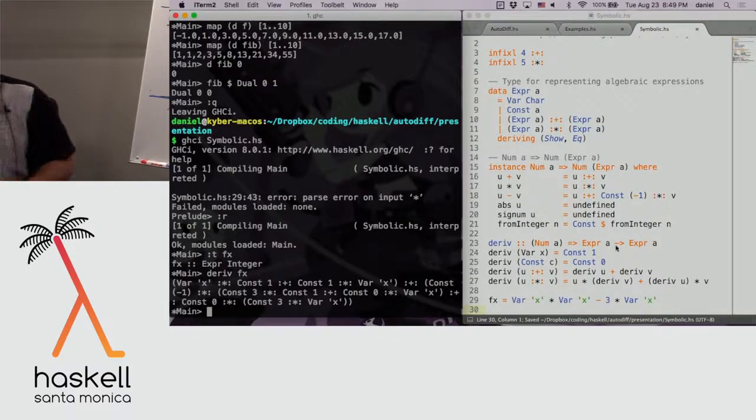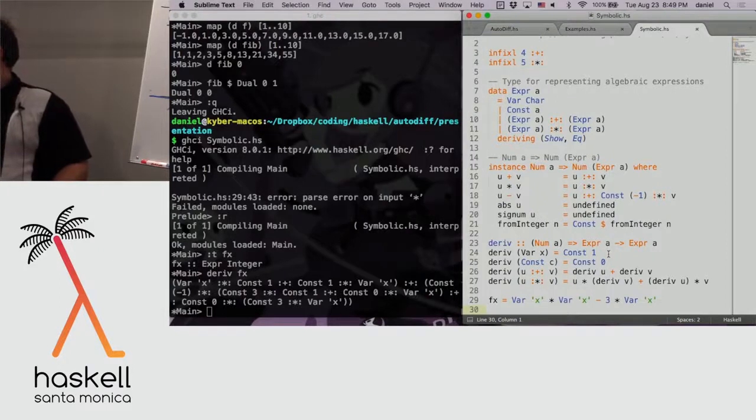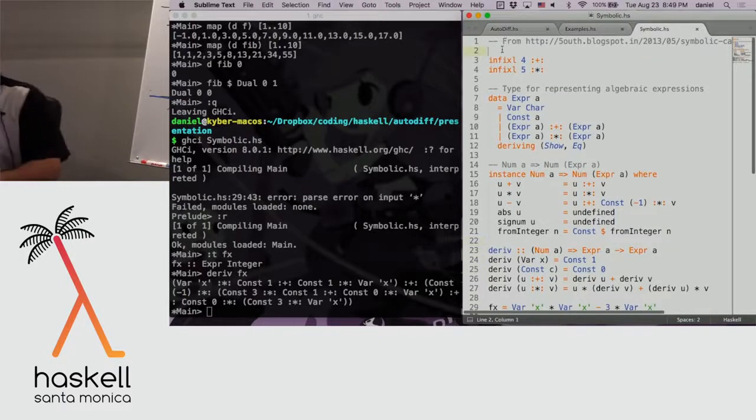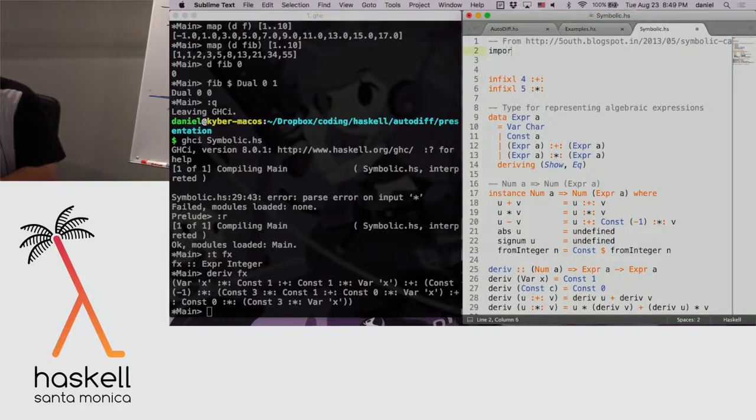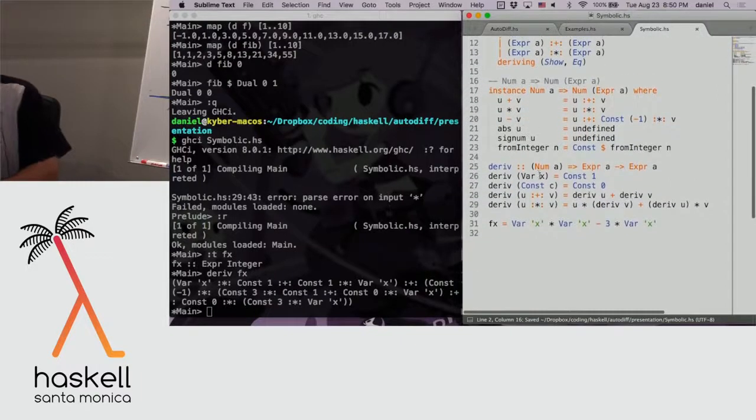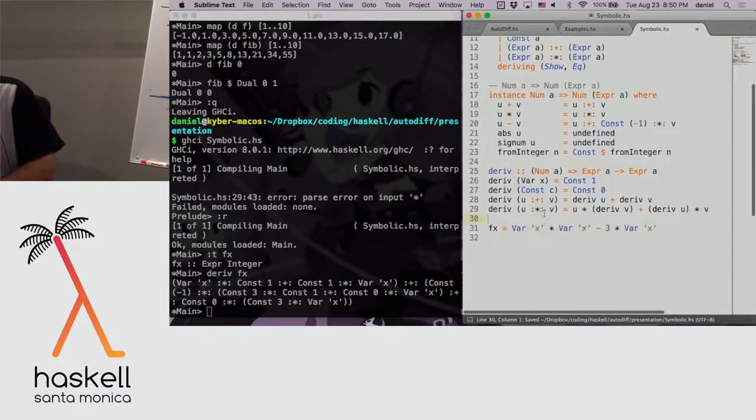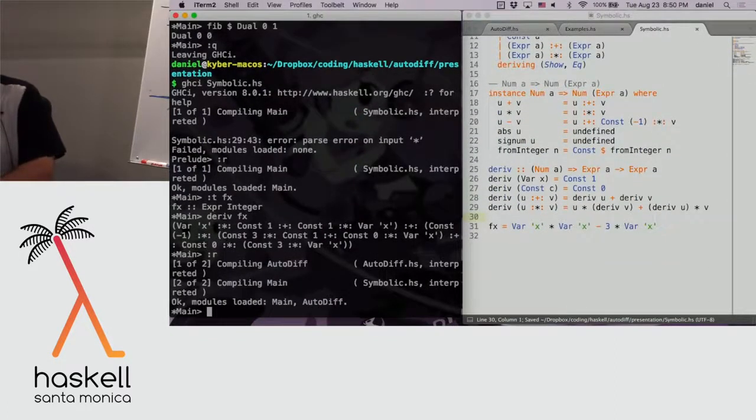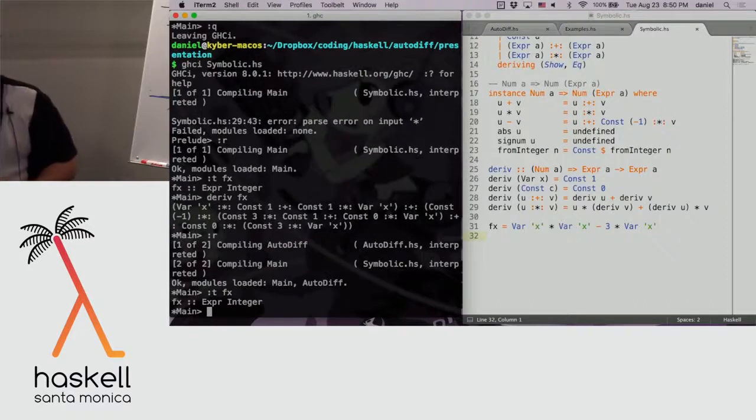Do we want to see if we can fix it? So it's a Num, right? So let's do this. Okay, we can just import AutoDiff, and deriv is its own thing, so there's no name collision. So let's reload. We have AutoDiff in addition to our other stuff. Let's look at the type of fx. It's an Expr Integer.